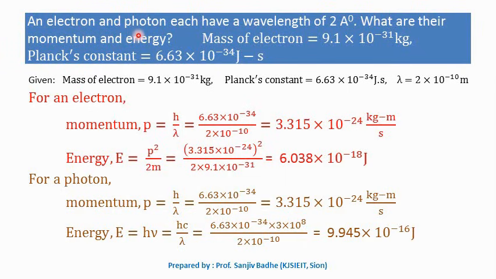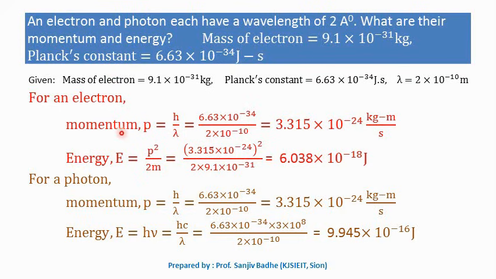An electron and photon each have a wavelength of 2 angstroms. What are their momentum and energy? Mass of electron is given as 9.1 into 10 raised to minus 31 kg, and Planck's constant we know is 6.63 into 10 raised to minus 34 joule second. So here we are asked to find the momentum of electron and energy of electron, and then momentum of photon and energy of photon. So let us first do the calculation for electron.